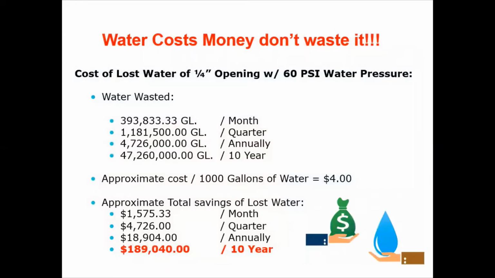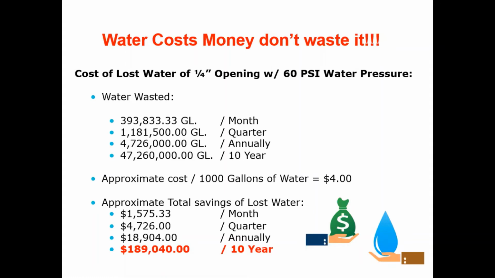So we're going to take that 1/4 inch hole at 60 psi, and we're going to add a dollar value to that. What I'm showing here, the approximate cost per 1,000 gallons of water, is $4, for example. I know this isn't a set figure for everyone. This is just an example. But taking that dollar figure of $4 and applying it to that 1/4 inch opening at 60 psi comes out to approximately $18,904 a year for one tiny 1/4 inch opening on a 60 psi system.